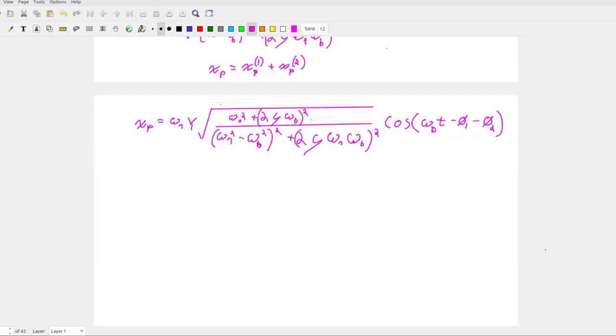If I put this back into my trigonometric functions, I can get that phi 2 is equal to tangent inverse of omega n over 2 zeta omega b, and that's my solution for my phase. Again, you can solve this out for any specific point in time t.